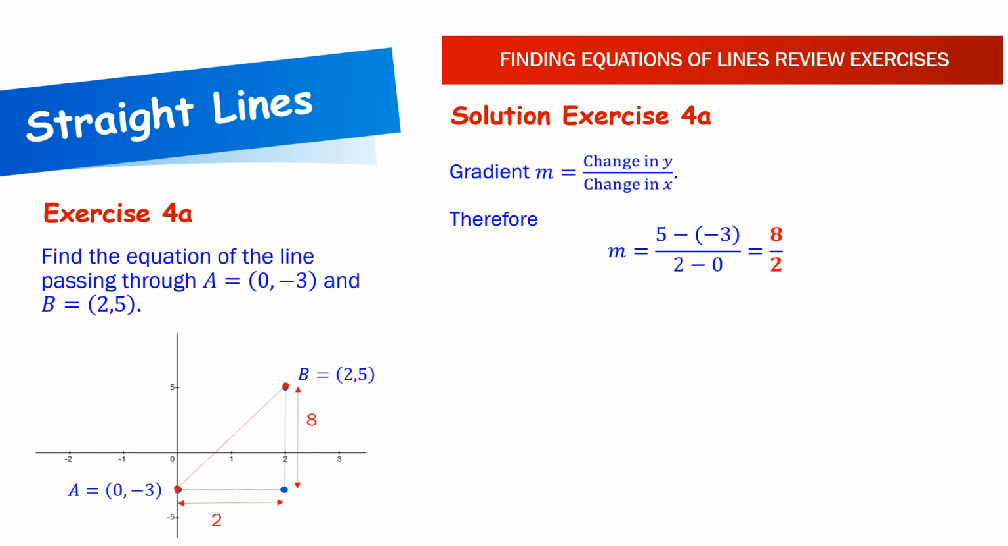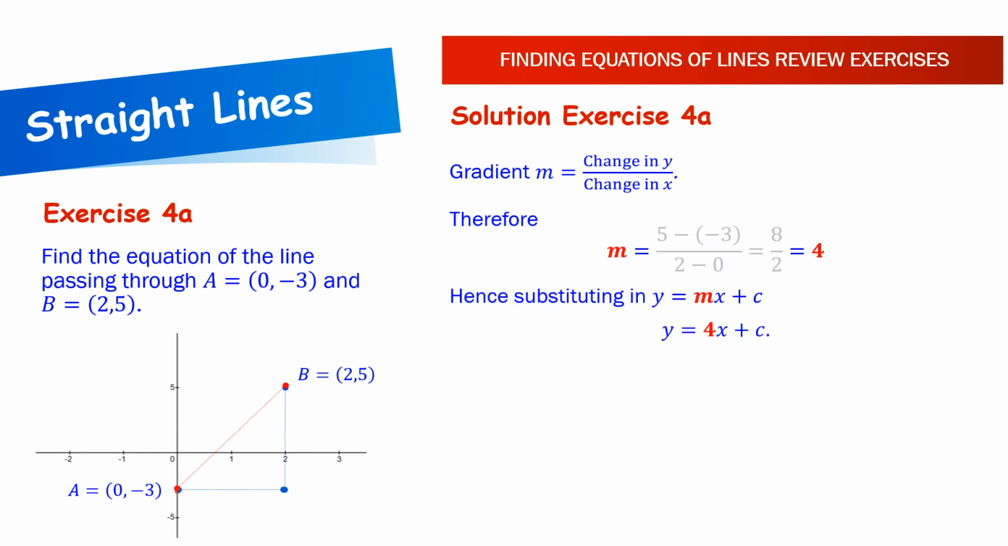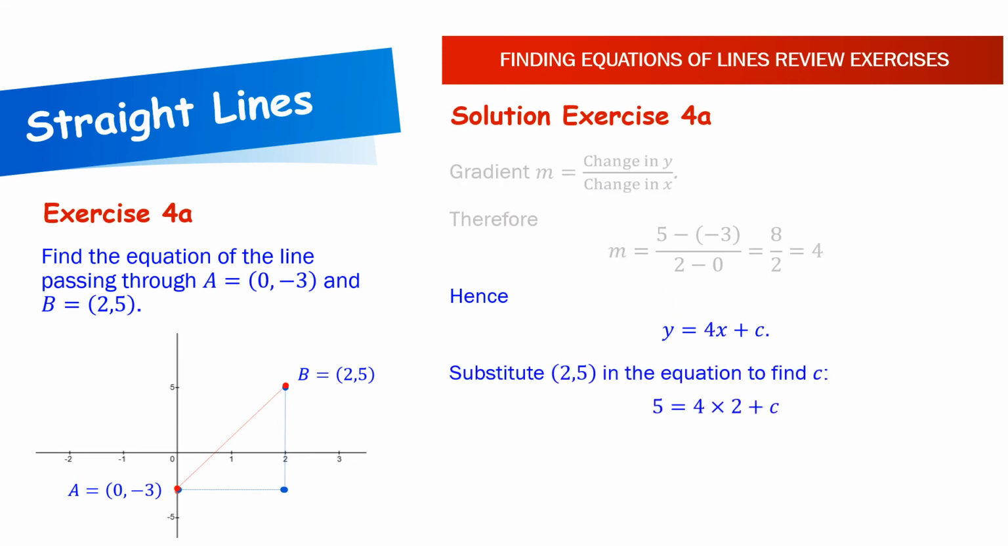So the gradient equals 8 over 2, which equals 4. Hence substituting in y equals mx plus c gives us y equals 4x plus c. Now substitute (2, 5) in the equation to find c.